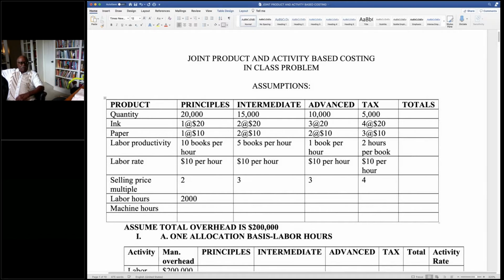So we're going to do the same thing with intermediate, and we're going to get 3,000. And then we're going to do the same thing for advanced, and we're going to get 10,000. And then for tax, we're going to multiply the quantity by the productivity rate because it takes them 2 hours to do one book. So it will be 10,000 for that. That together is 25,000.